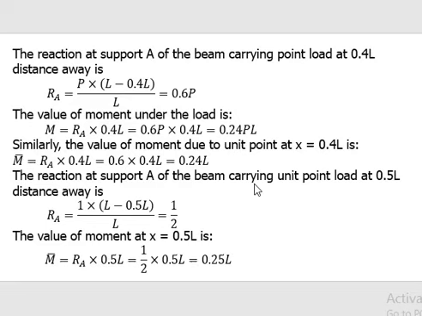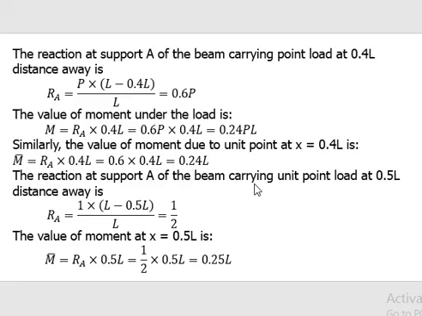We use it to determine the bending moment at 0.4 L. ROA times 0.4 L will give us the bending moment value at that point. In the same way, the value of moment due to unit load at that same point is 0.24 L.